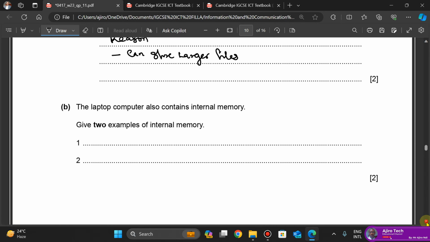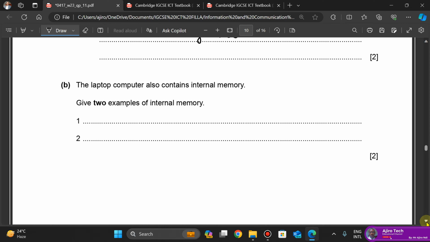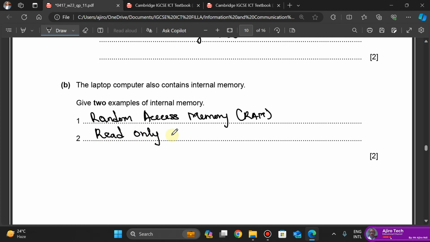The laptop computer also contains internal memory. Give two examples of internal memory. So I have random access memory, and read only memory.